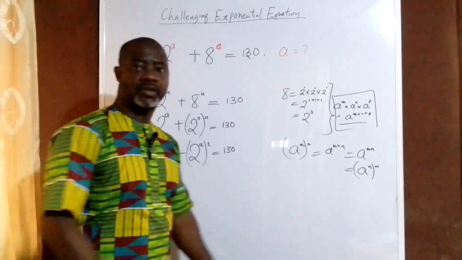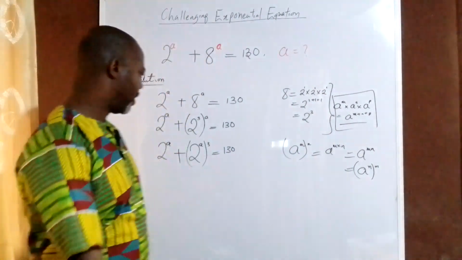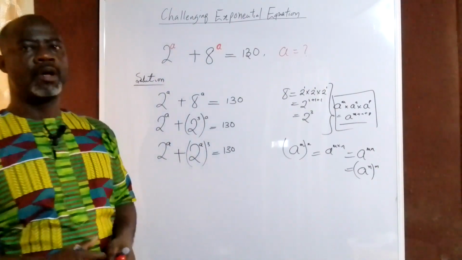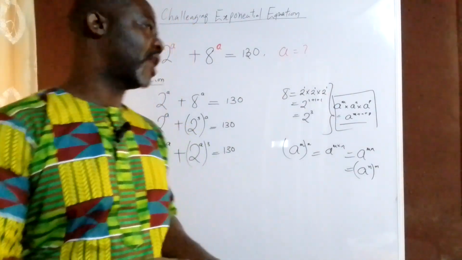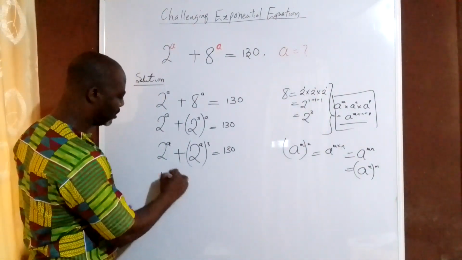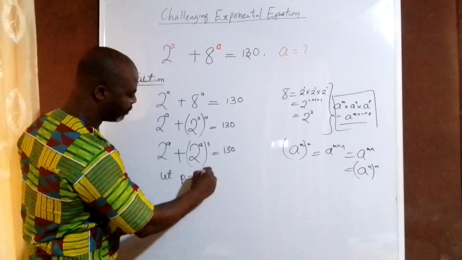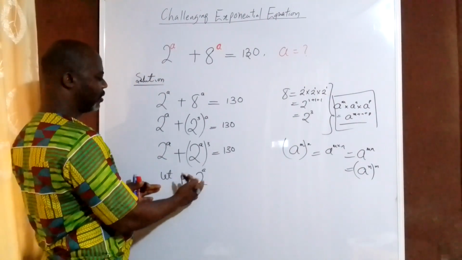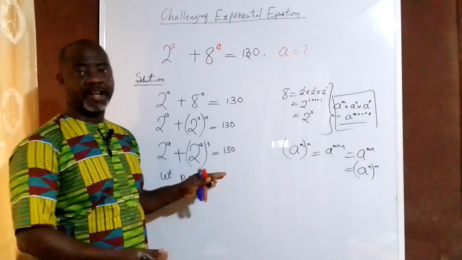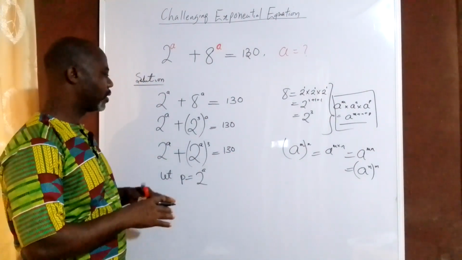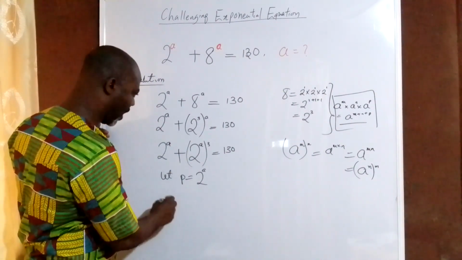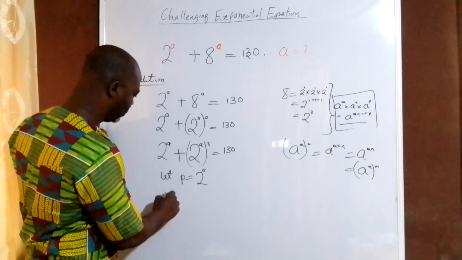And then from here I can make a substitution. We use a variable different from the variables we have in the original question. I'm going to look at a variable that I have not used, so I'm going to look at p. So let p equal to 2 to the power of a. Anywhere we see 2 to the power of a, we simply put in p there to reduce this exponential form to a simple cubic trinomial. And then we are going to have 1.